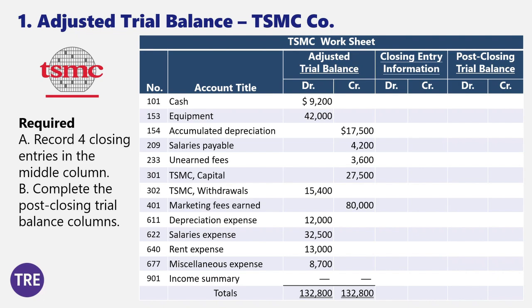Remember, the closing process always follows the same order: close revenues, close expenses, close the income summary into capital, and finally, close withdrawals. Take a moment to look at the accounts listed here. Which ones are temporary and will need to be closed? And which ones will carry forward into the next period? Once we work through these 4 entries, you'll see that only the permanent accounts, assets, liabilities, and the updated capital remain in the post-closing trial balance.